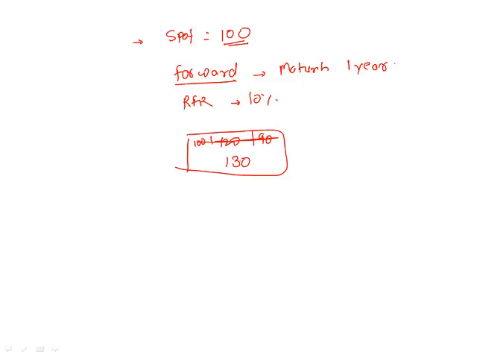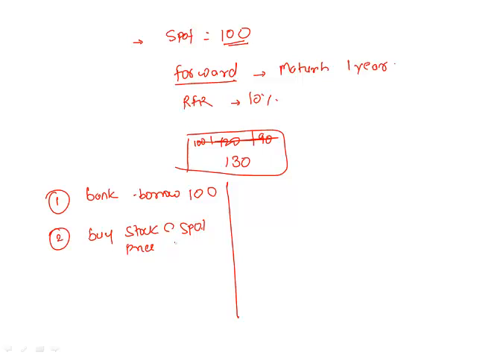Yes. How will we do that? First set of action, number one, I go to a bank and I borrow 100 rupees. Once I have borrowed 100 rupees, step number two is that I will buy the stock at spot price. Correct? So that means it will cost me 100. Then simultaneously, I will also enter into the short side of the contract. Now, how to decide short or long, we will discuss later on. So, I went to a bank, I borrowed 100 rupees, then I bought a stock, and then I also entered into the short side of the contract.